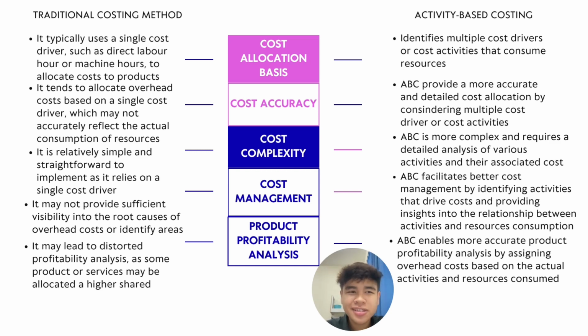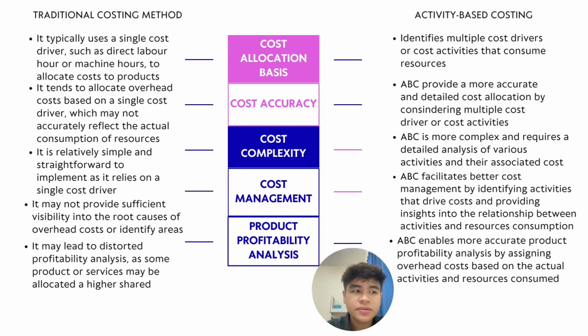In the traditional costing method, it may not provide sufficient visibility into the root causes of overhead costs or identify areas for improvement. But in activity-based costing, ABC facilitates better cost management by identifying activities that drive costs and providing insight into the relationship between activities and resource consumption.